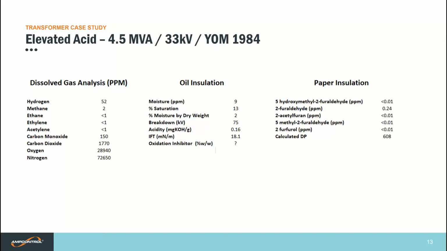Now, lower IFT is an indication of oxidation or aging of the insulating oil, and the deterioration of the liquid can influence the rate of deterioration of the paper. The furan analysis results give a DP of 608. So I think we're close to a point with this transformer where some real paper insulation degradation may be about to occur, and the acid levels are a strong candidate for the cause of the problem.